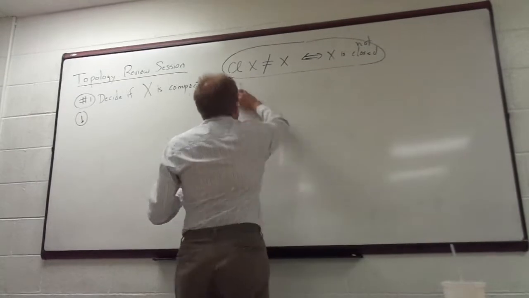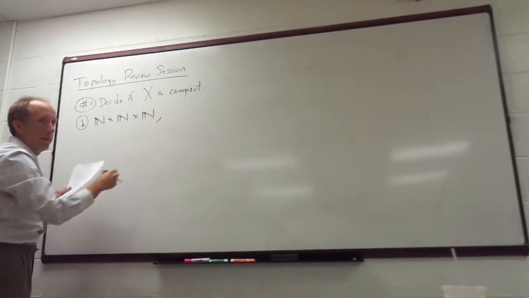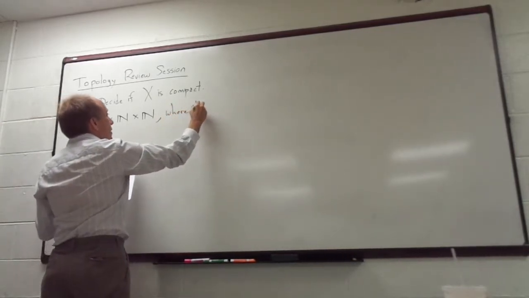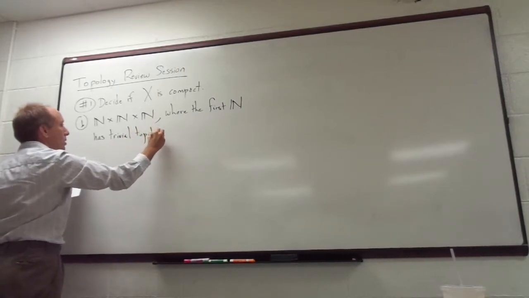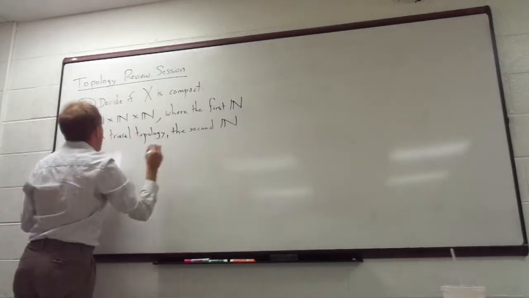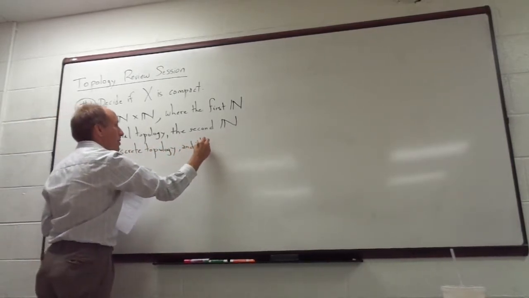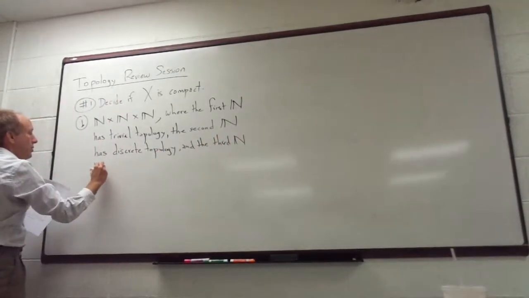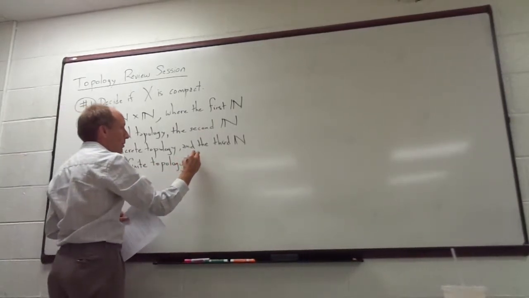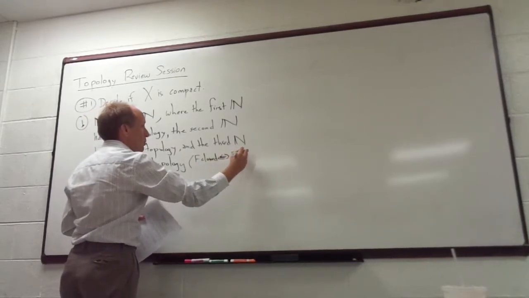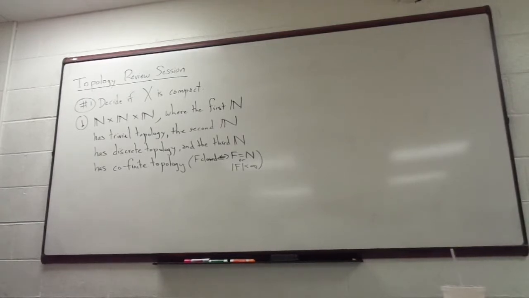Let's do part B here. Part B is going to be the space N cross N cross N, where the first N has the trivial topology, the second N has the discrete topology, and the third N has the cofinite topology. That's the one where capital F is closed if and only if F is equal to N or F is finite. So three different topologies on the natural numbers for these three different sets.